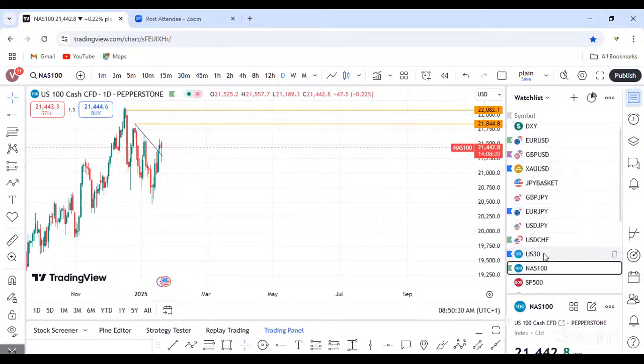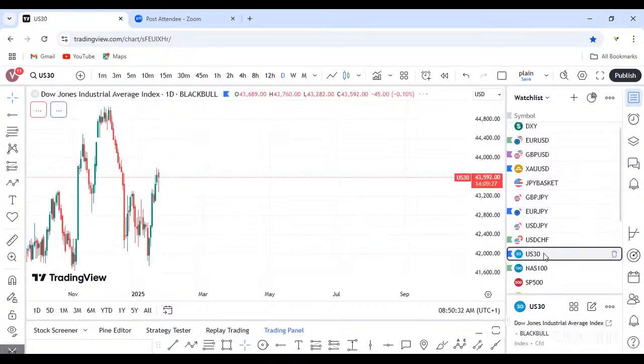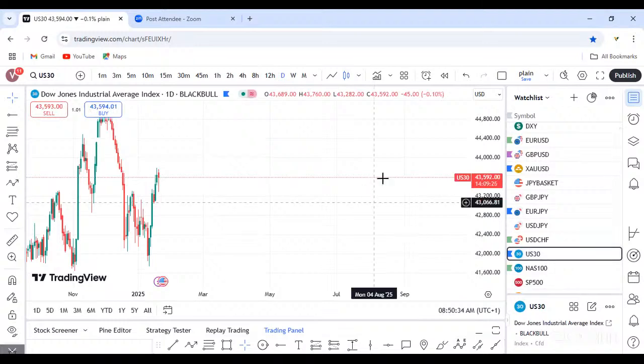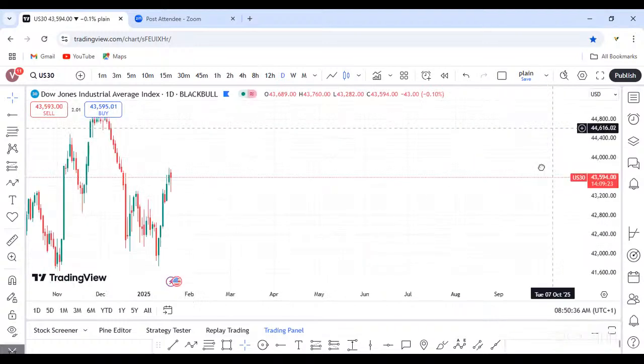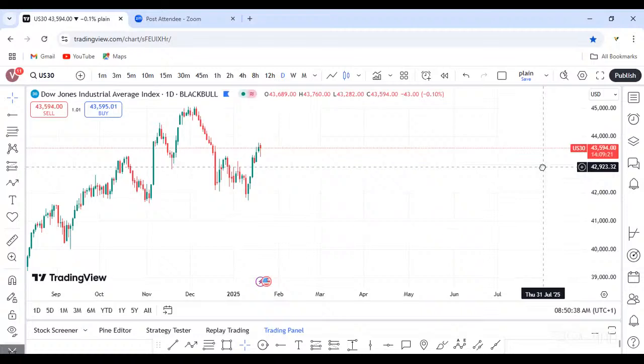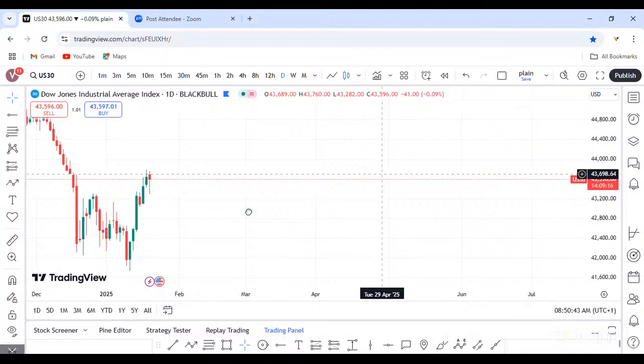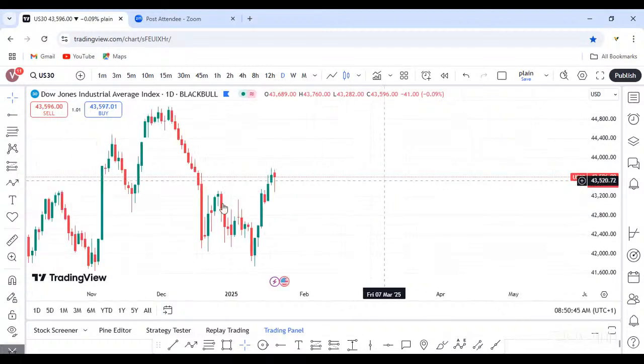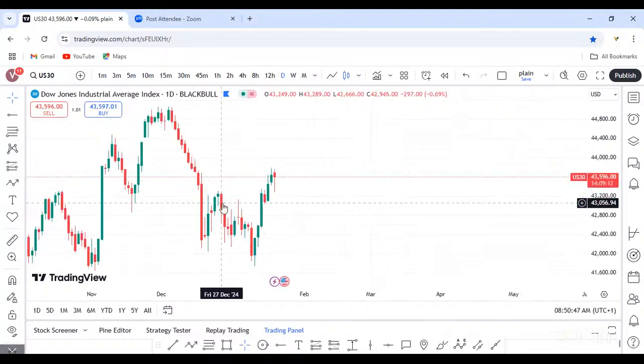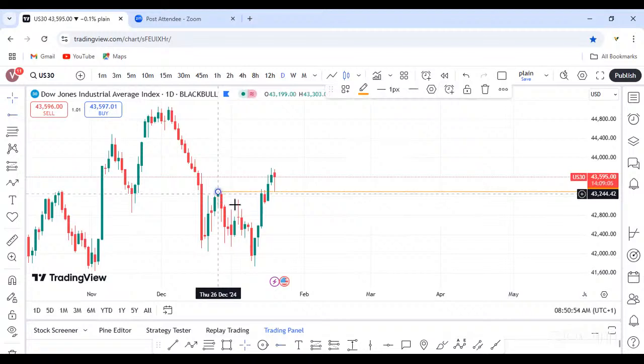Let's look at US 30. All right, on US 30, on the daily time frame, we see that we are bullish. We've broken the previous lower high, which was this, proven the previous lower high, and also price tested this fair value gap. However, there's still a fair value gap just underneath it.